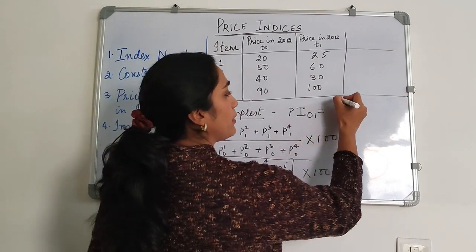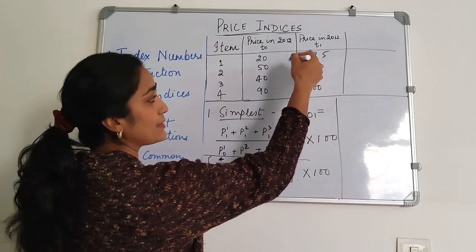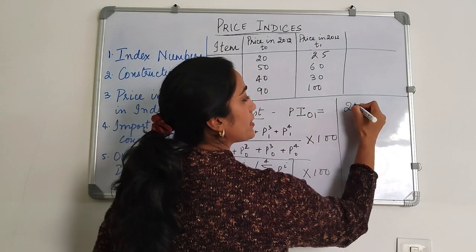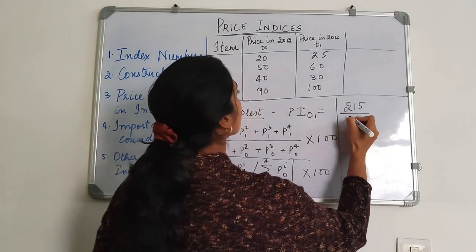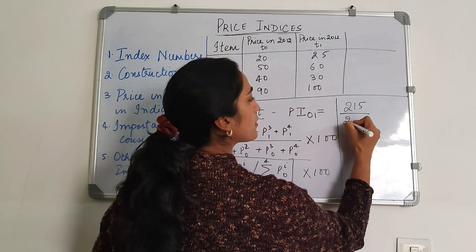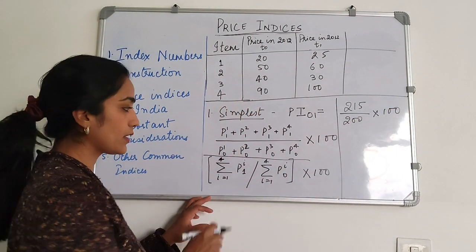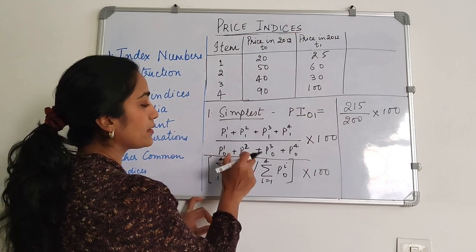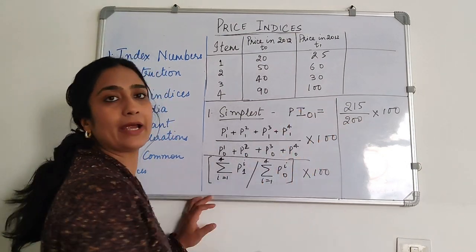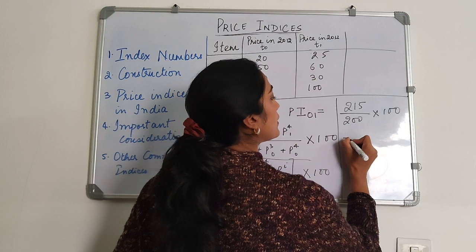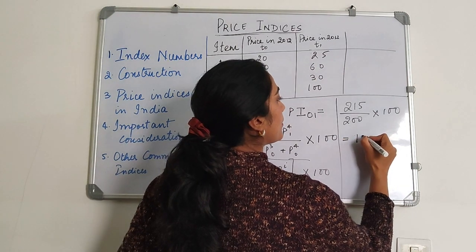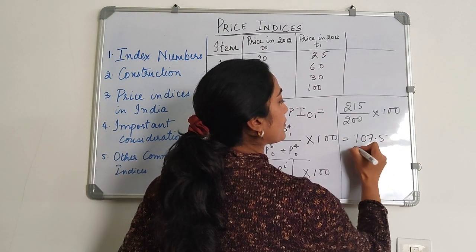So now finally, when we sum these up, what you will get in the numerator is 215, in the denominator what you will get is 200, then you will multiply it by 100. This is the numerator, the summation, this is the denominator, and then you multiply it by 100, you will get 107.5.